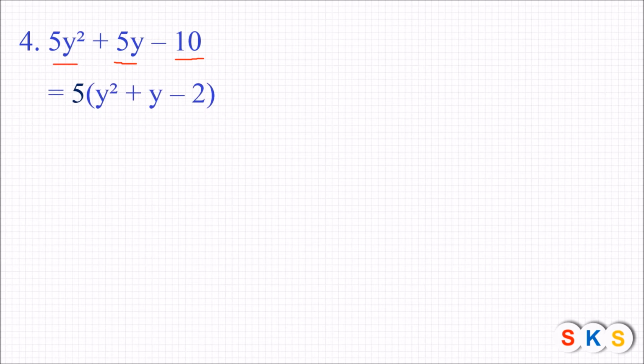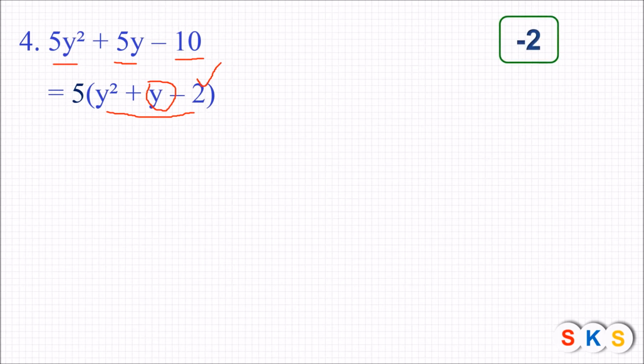Now what we are going to do over here, you can see in the bracket we got a quadratic trinomial, right? So we will factorize this quadratic trinomial. Look at the last term over here, it's minus 2. So we will find two numbers. When you multiply them, you should get minus 2, and when you add those two numbers, you should get 1. You can see the coefficient of this term is 1. So when you add those two numbers, you should get plus 1.